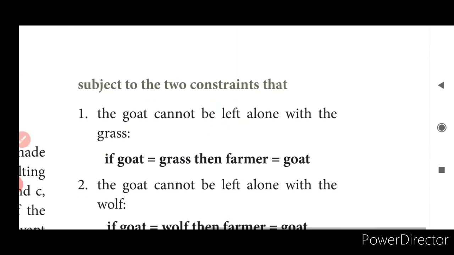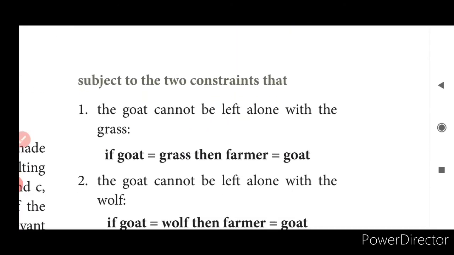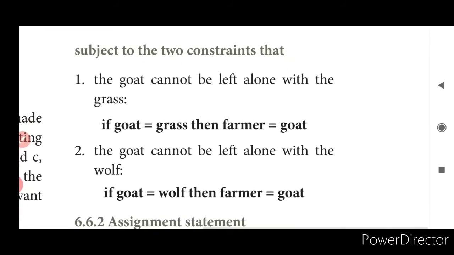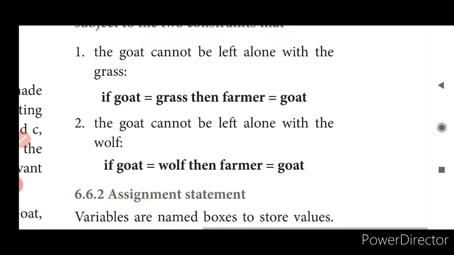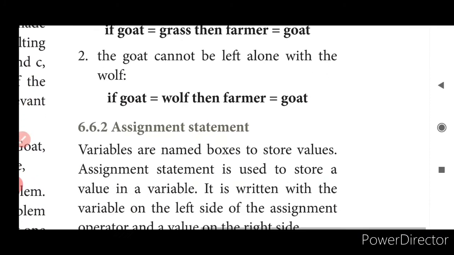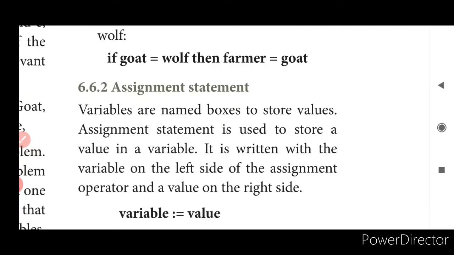The goat cannot be left alone with the grass. So if goat is equal to grass, then farmer is equal to goat. Then the goat cannot be left alone with the wolf. We already know this, isn't it? So what is an assignment statement?